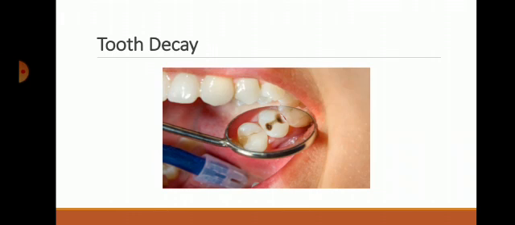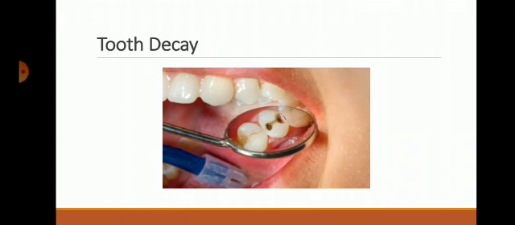However, if we do not clean our teeth and mouth after eating, many harmful bacteria also begin to live and grow in it. These bacteria break down the sugars present in the leftover food and release acid. The acids gradually damage the teeth. This is called tooth decay.